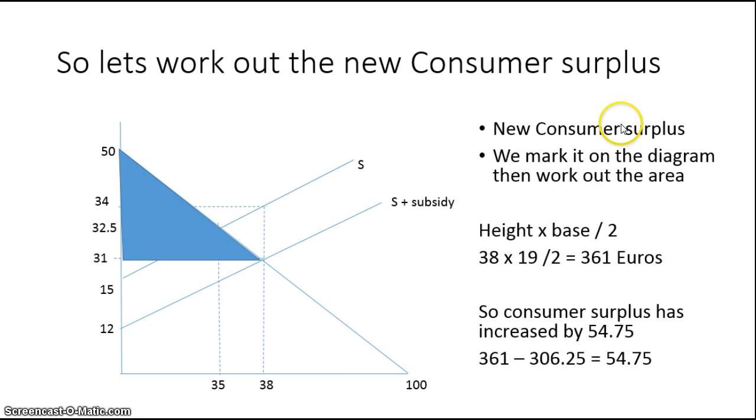Then we work out the new consumer surplus. This time the price that the consumer pays is 31, so they get a bigger surplus. So now it's 38 times 19, divided by 2, because of the lower price, they also demand more. So 361 euros. So they have an increased consumer surplus. We take the old consumer surplus from the new consumer surplus, and we see we have an increase in consumer surplus of 54.75 euros. Okay, so I should put euros there.